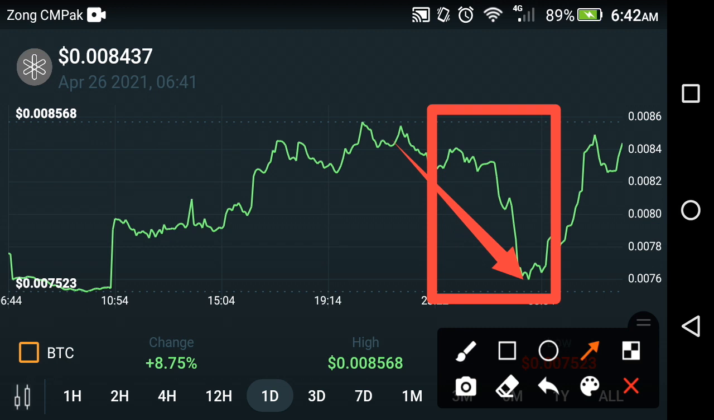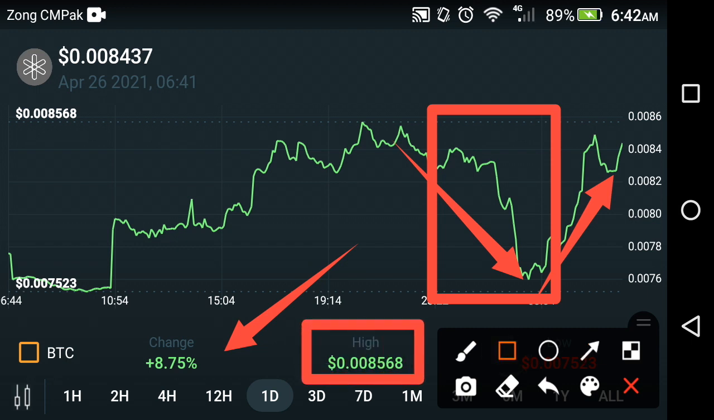As you can see here, after the market crash they again took a jump, and the one thing is that the day went very high, they went like a rocket. That is why the change became very highly positive. It is a positive 8.75% change in the last 1 day, friends, and the high price of the DENT coin in the last 1 day is about 0.08568 USD. That is the highest price of DENT coin, friends.